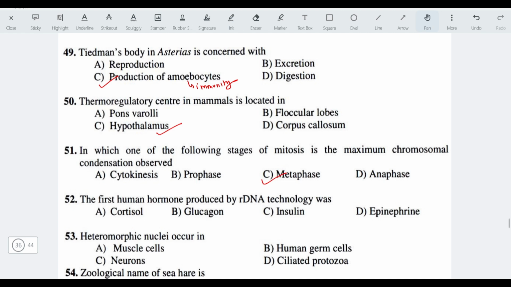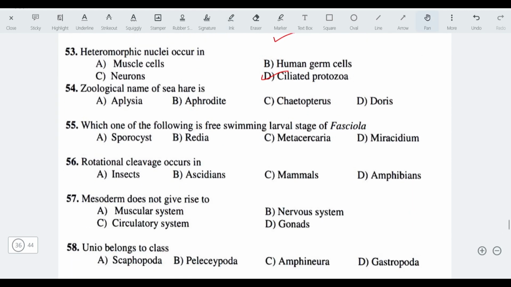Next, the first human hormone produced by rDNA technology is insulin, right? Next, heteromorphic nuclei occur in. The answer is ciliated protozoa. Heteromorphic nuclei. Next, zoological name of sea hare is Aplysia. Next, which one of the following is free swimming larval stage of Fasciola? The answer is Miracidium.